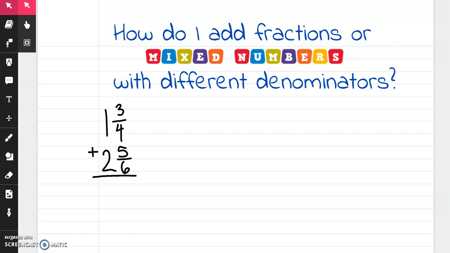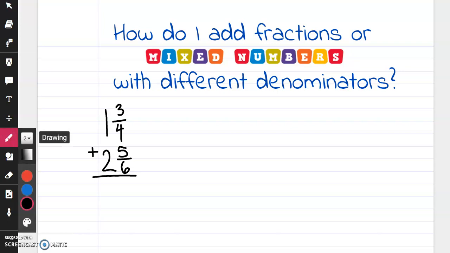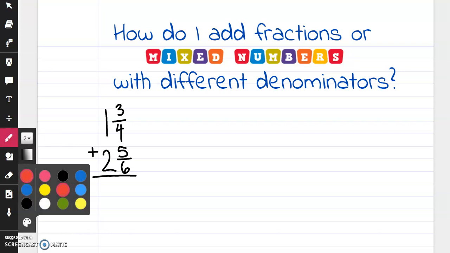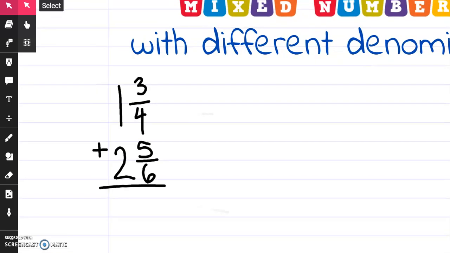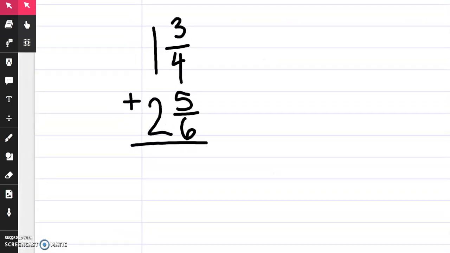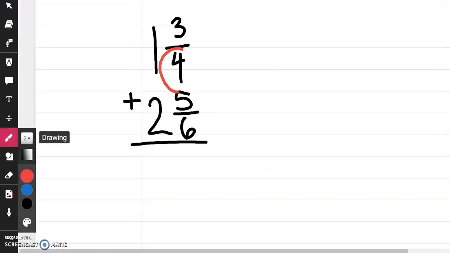In this video, I will answer the question, how do I add fractions or mixed numbers with different denominators? Well, let's take a look at this problem right here and see if we can do just that. This has two mixed numbers with different denominators. So the first thing we want to do is recognize that our denominators are different. And once we've done that, we need to create equivalent fractions with a common denominator.